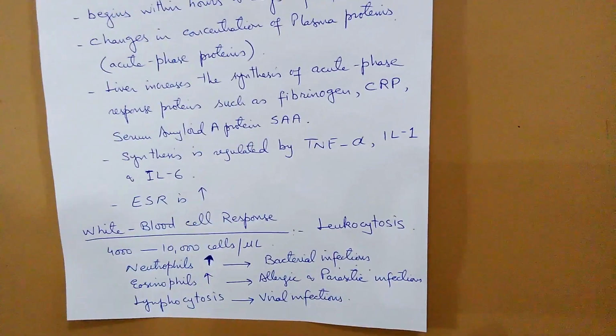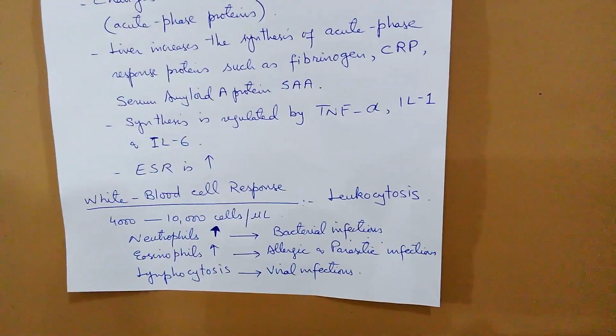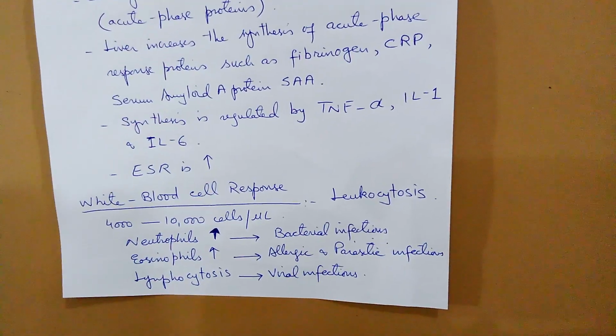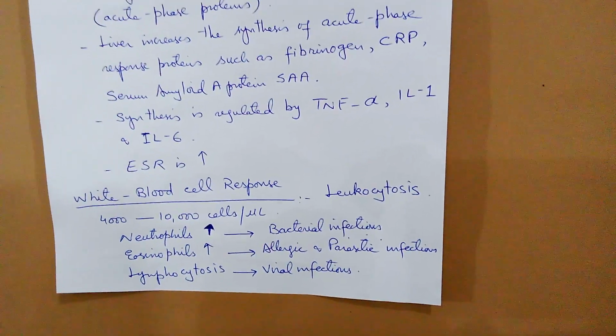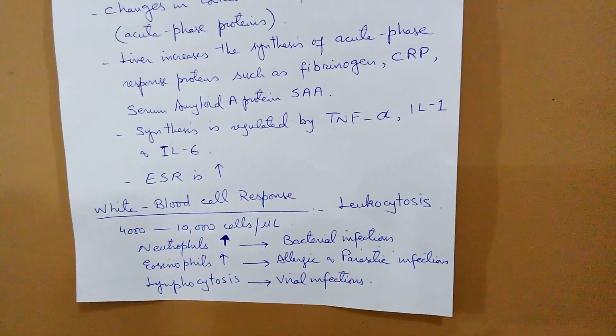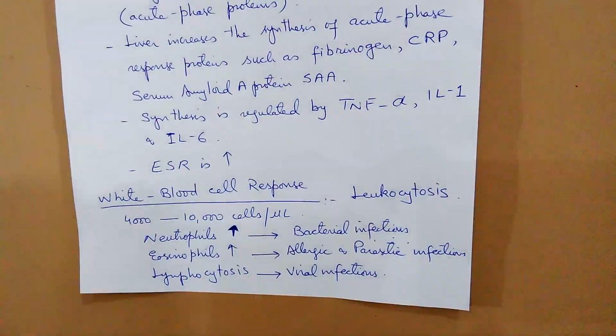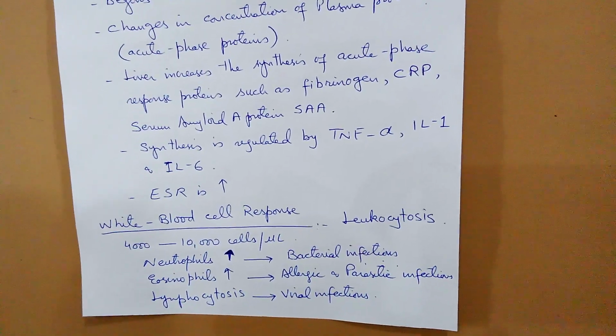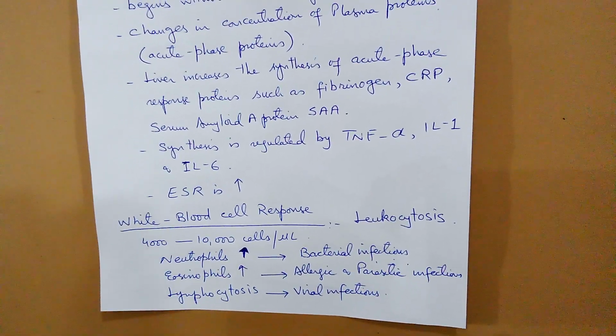Lymphocytosis means an increased number of lymphocytes. It commonly occurs during viral infections. Neutropenia, a decreased number of neutrophils. Students, it occurs during viral infections.